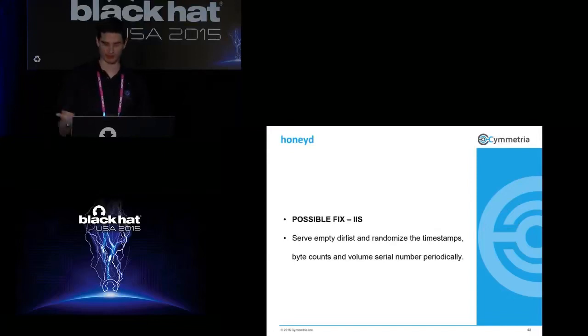And just a possible fix, for example, for the IIS script is just randomize, just give an empty dir list and also randomize the byte counts and the serial number and all the timestamps, but do it periodically because, for example, some people have told me just randomize it on every request, but that's also very bad because if you request like 3-4 times and you see modified times that just run along the spectrum, then you're also realizing that it's a simulation, right? It's something to deceive you.